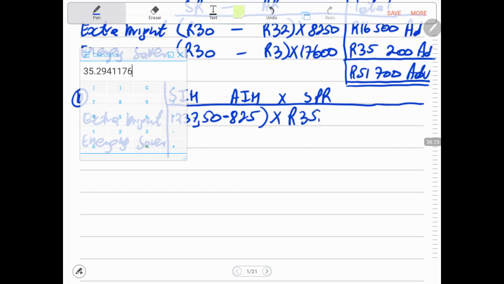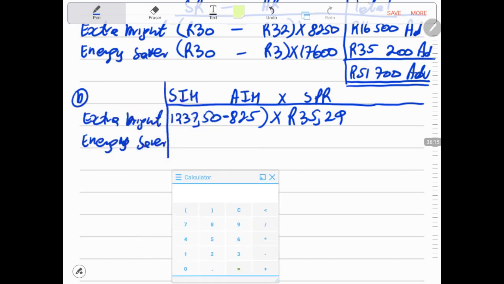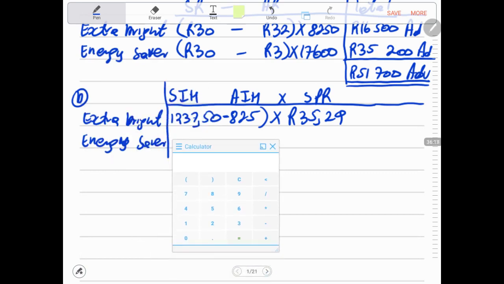So we multiply this by 35.29. Let us extract the difference between the two. We have 1,237.50 minus 825, which is 412.50. Multiply this by 35.29, and we get 14,557.13. So this will be our idle time variance. And remember, this variance is favorable.